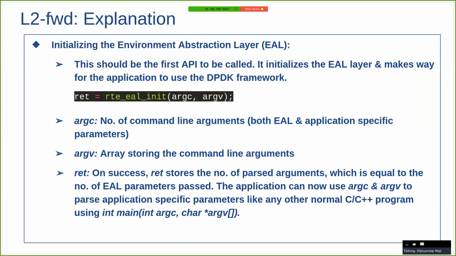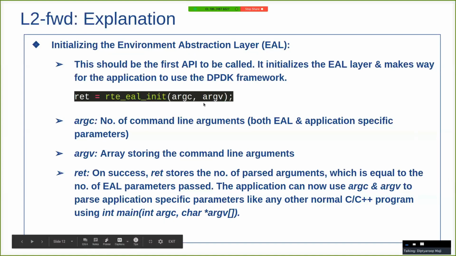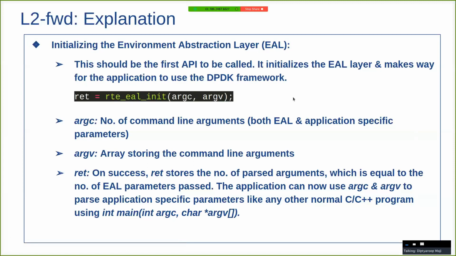Next, I'll explain the code a little bit. For any DPDK application, we first have to initialize the EAL. This should be the first API called in any DPDK application. It initializes the EAL and makes way for the application to use the DPDK framework. This is the rte_eal_init function. It takes two arguments, argc and argv. We have all written C or C++ programs with argc, argv parameters to main. It is the same. It just additionally has the EAL parameters along with the application specific command line arguments.